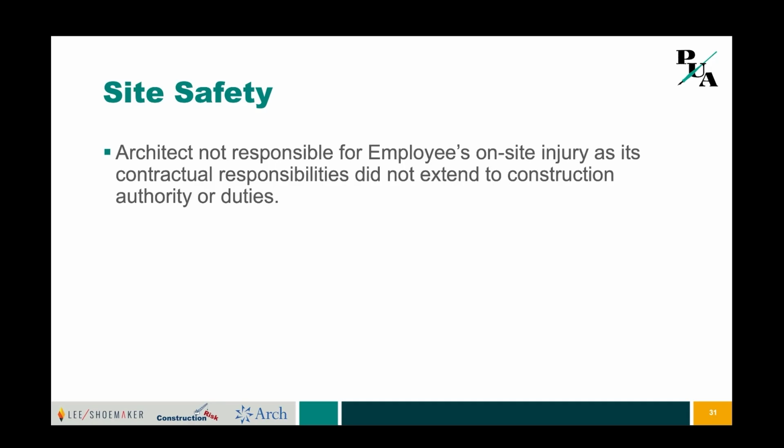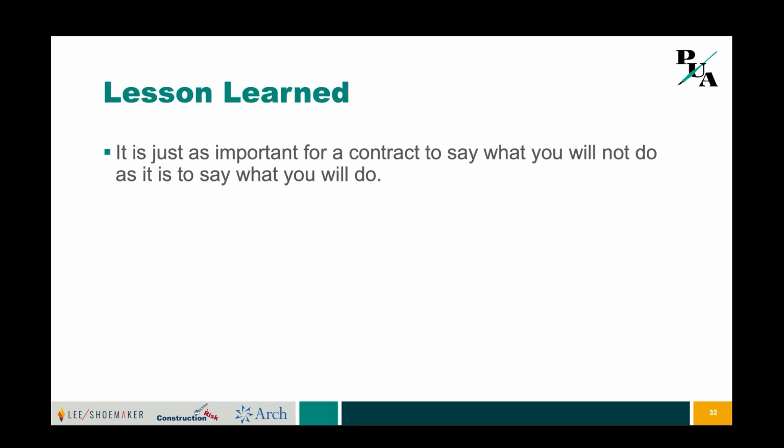And so as a consequence, the personal injury claims against the architect were dismissed, and that dismissal was affirmed. What's the lesson to be learned from this particular saga? It is just as important for the contract to say what you will do as what you actually do. If you have a contract that disclaims responsibility for site safety, that's going to be the best frontline defense you can present to try to get yourself out of one of these personal injury claims.